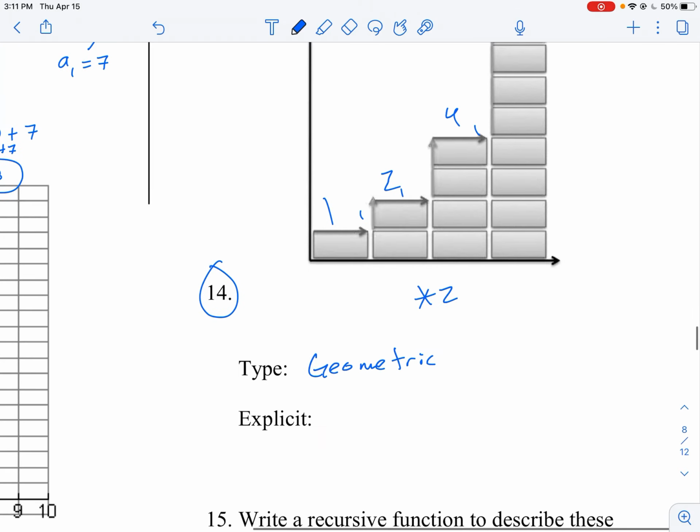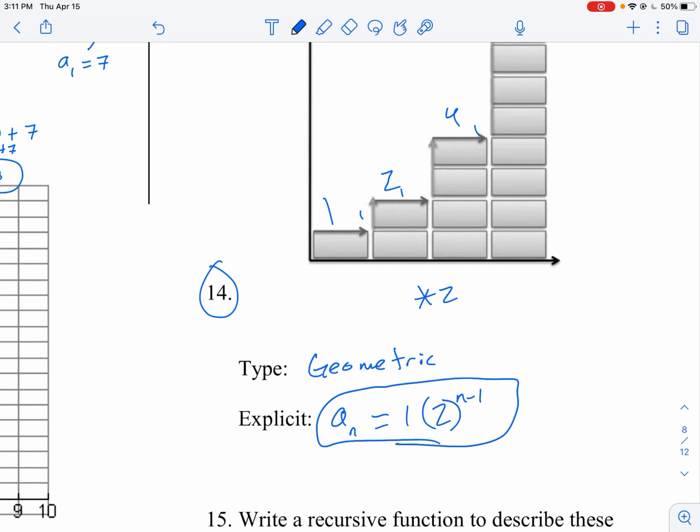And if I'm going to write the explicit function for that, let's do a sub n again. I need to put my initial value first, which is 1. And then what I'm multiplying by, to the n minus 1 power. And this doesn't simplify anymore. So that is all done for my explicit.